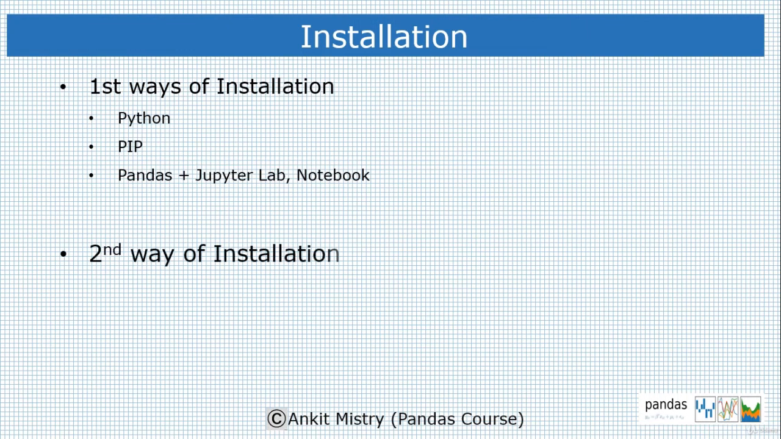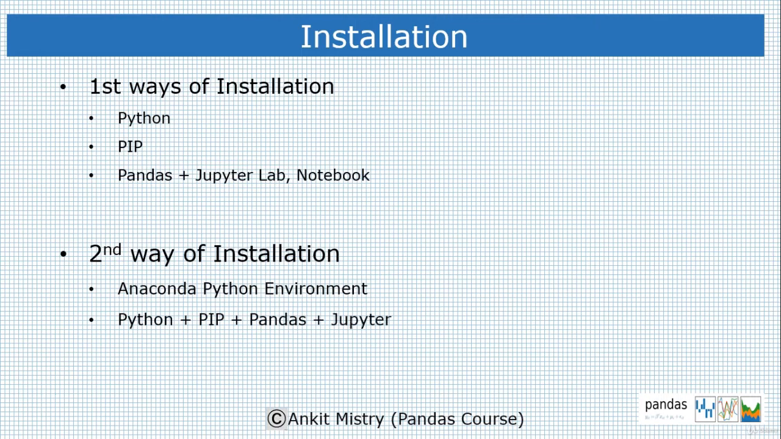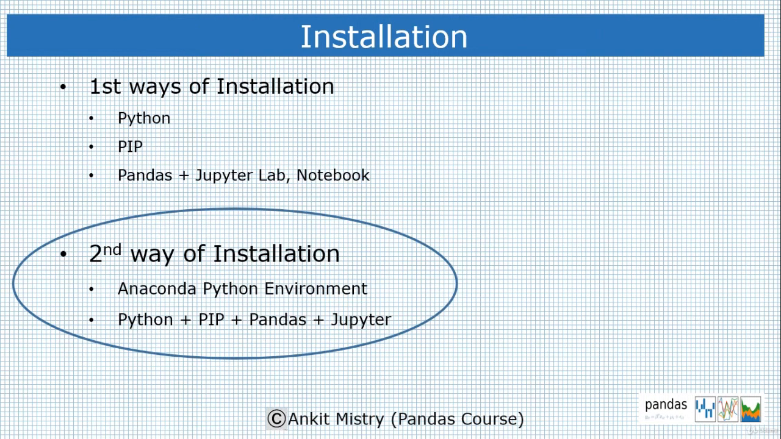There is another way: you can install the Anaconda Python environment. Anaconda is a Python plus library distribution package which bundles thousands of different packages, and in one shot, once you install Anaconda, all those packages, libraries and modules get installed automatically. I feel this is one of the easiest ways to get started. All the necessary packages like Python, pip, pandas, Jupyter and many other libraries are already installed. In this course we are going to go with this second way of installation. You can always go with the first way also.